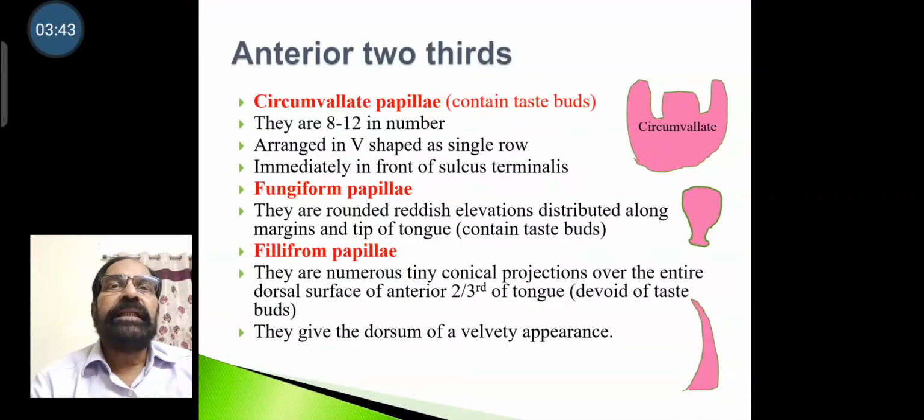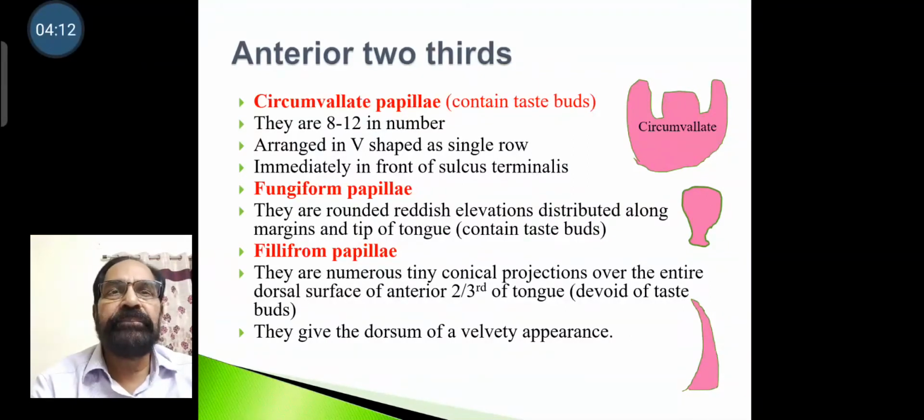So in the anterior 2/3 of tongue, we have circumvallate papillae. They consist of taste buds. So circumvallate papillae are 8 to 12 in number, arranged in V-shaped as a single row. They are immediately in front of sulcus terminalis. So circumvallate papillae is surrounded by a valley.